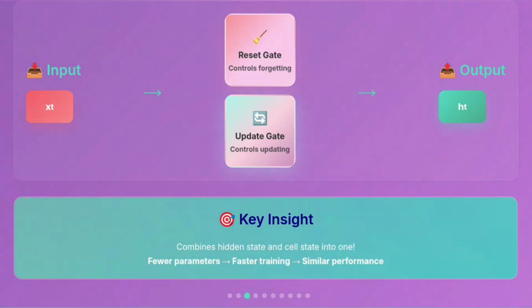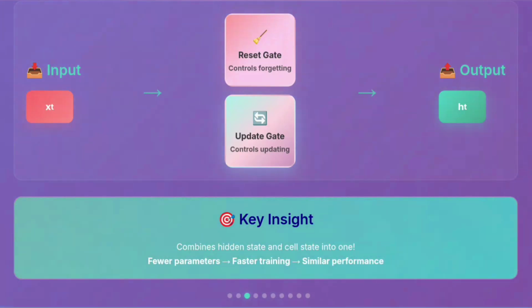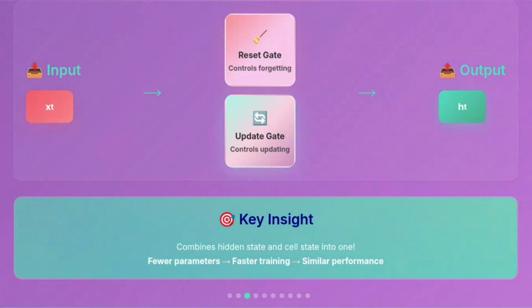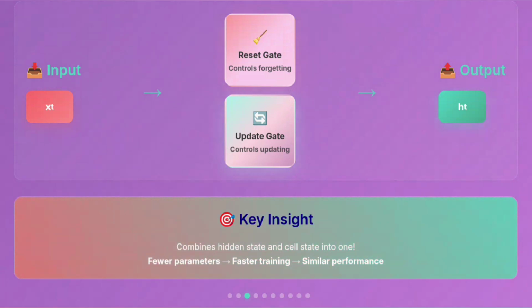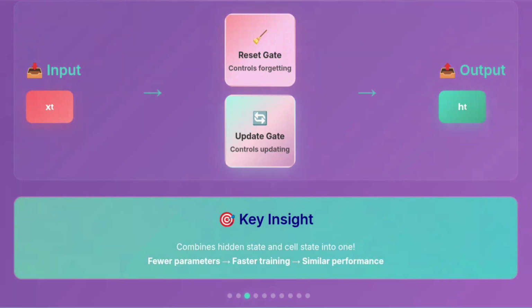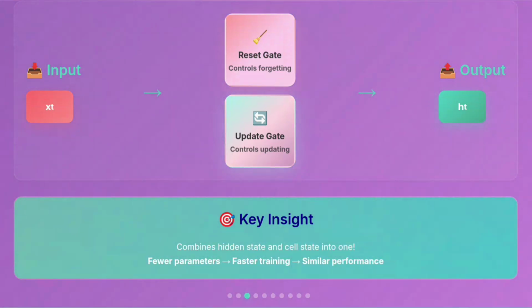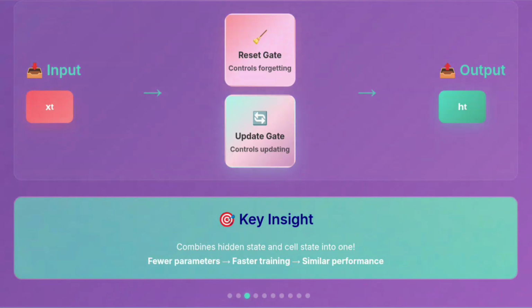GRUs were introduced by Kyunghyun Cho and his team in 2014 as a simpler alternative to LSTMs. They have fewer parameters, train faster, and often perform just as well. The key insight is this. Instead of having separate memory cells like LSTMs, GRUs combine the hidden state and memory into one unified state. This makes them more efficient while maintaining the power to capture long-term dependencies.